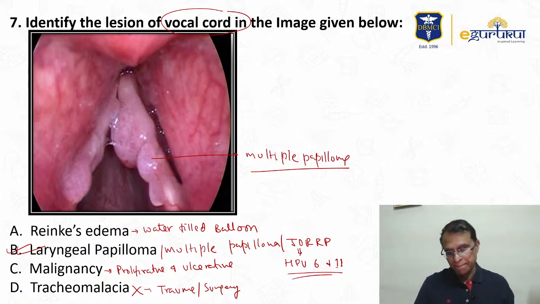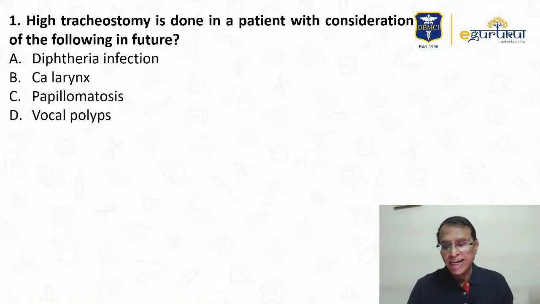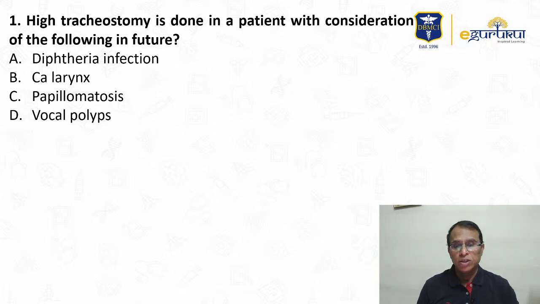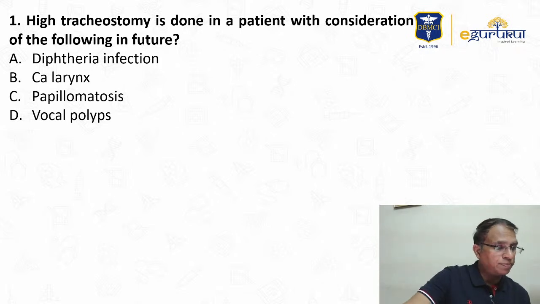Okay. Next one. High tracheostomy is done in a patient with consideration of the following in future: diphtheria infection, carcinoma larynx, papillomatosis, or vocal polyps. This is a straightforward question. Basically, high tracheostomy is done for which are the following conditions: diphtheria, carcinoma of larynx, papillomatosis, or vocal polyp.